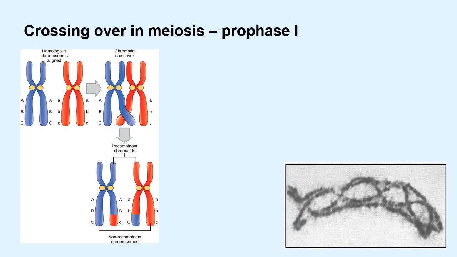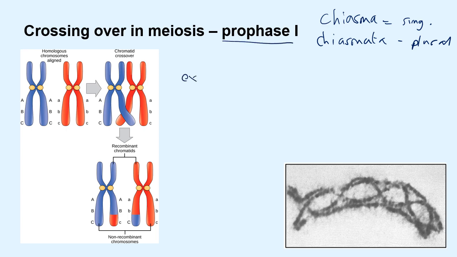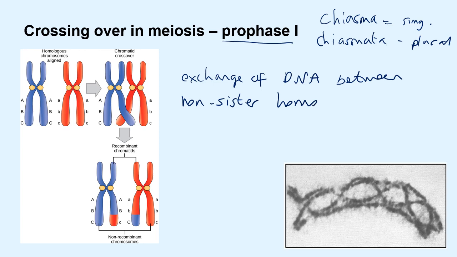Crossing over occurs in prophase 1, so we can call them crossovers or we can call them chiasma if you're just talking about one of these things, singular, or chiasmata if you're talking about a number of these things. And what we get with these crossovers is they're in prophase 1 and we get an exchange of DNA between non-sister homologous chromatids. Horrible way to say.